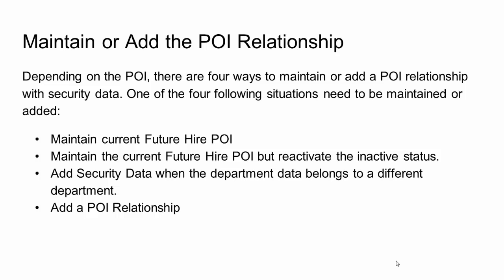Maintain or add the POI relationship. Depending on the POI, there are 4 ways to maintain or add a POI relationship with security data. One of the 4 following situations needs to be maintained or added: maintain current future hire POI, maintain the current future hire POI but reactivate the inactive status, add the security data when the department data belongs to a different department, add a POI relationship.